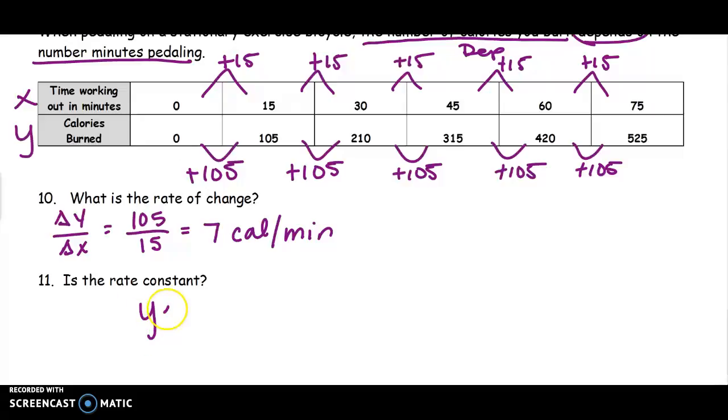Is this rate constant? Yes, and it's constant because all of our values are the same on both top and bottom.